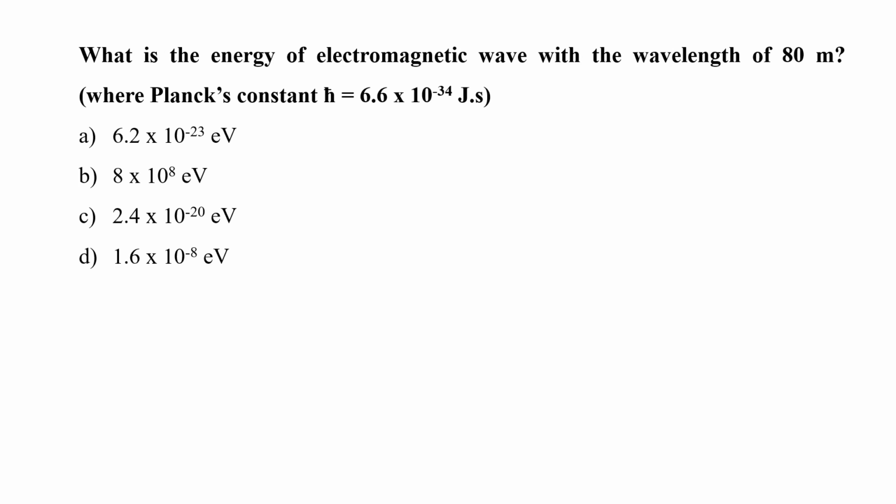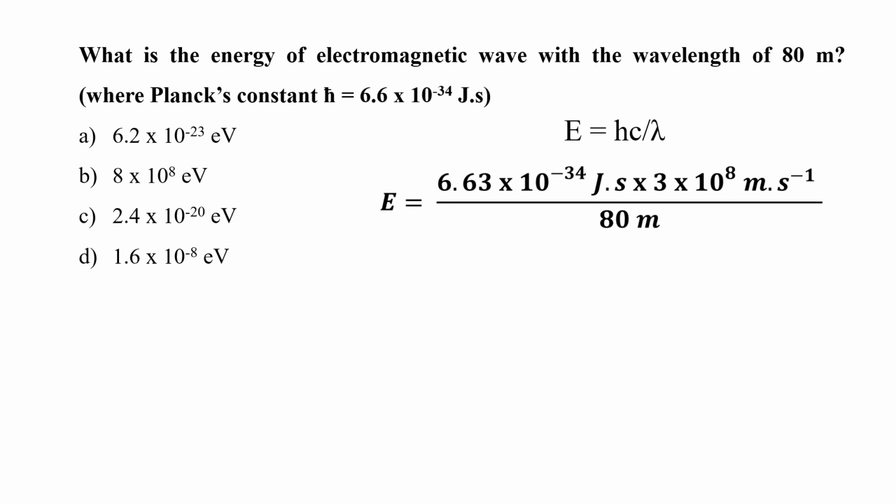The next question is, what is the energy of an electromagnetic wave with wavelength 80 meters? They have given us the value of Planck's constant h, and we know E is equal to hc upon lambda. So if we directly put the values, this is the value of h that is already given. We know the value of c, that is 3 into 10 to the power 8 meters per second, and lambda is already given as 80 meters. So we get a value of E, which is 0.249 into 10 to the power minus 26 joules.